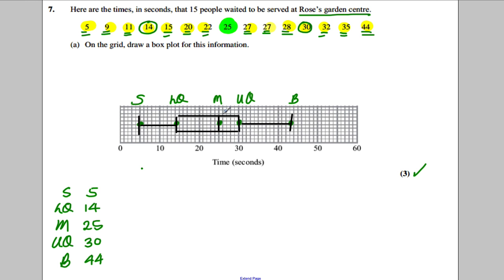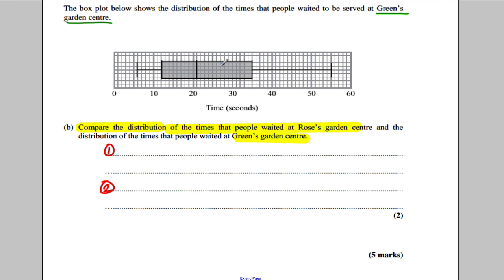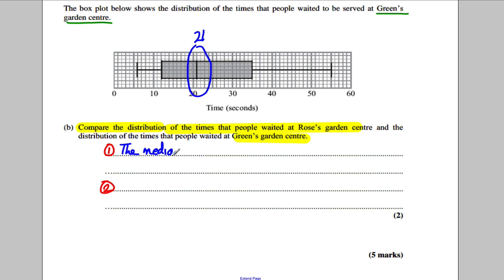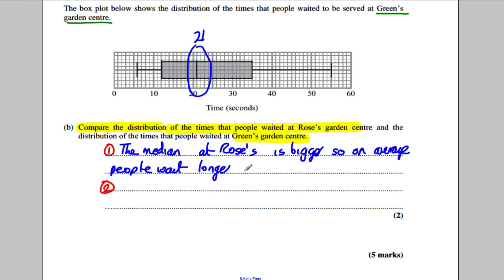The first thing, we're going to compare the medians. The median here is 25 and the median here is this one here, which is 21. So we can say the median at Rose's is bigger. And what does that mean? We have to state what it means. So on average, people wait longer at Rose's Garden Centre. Wait longer to be served.